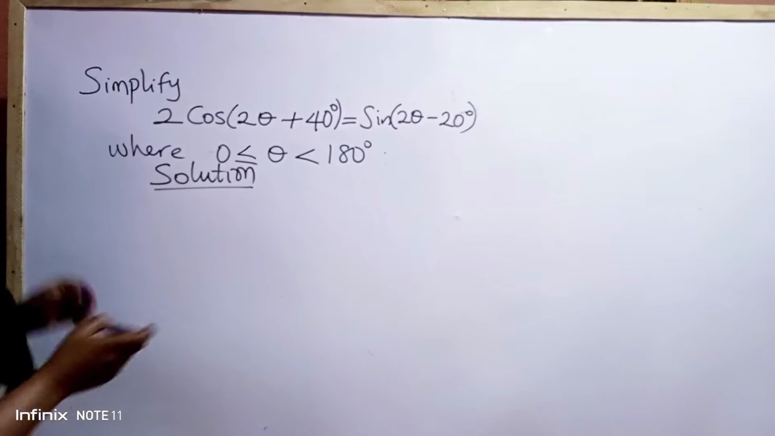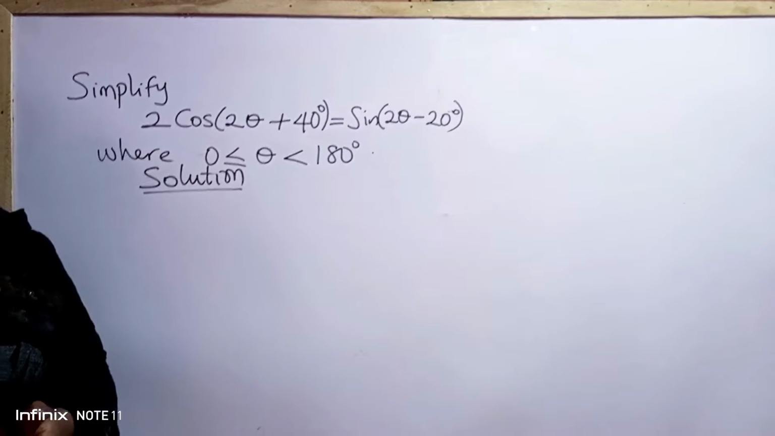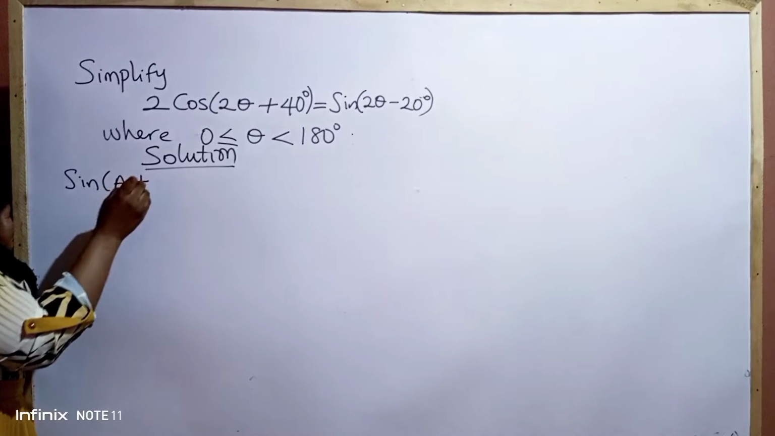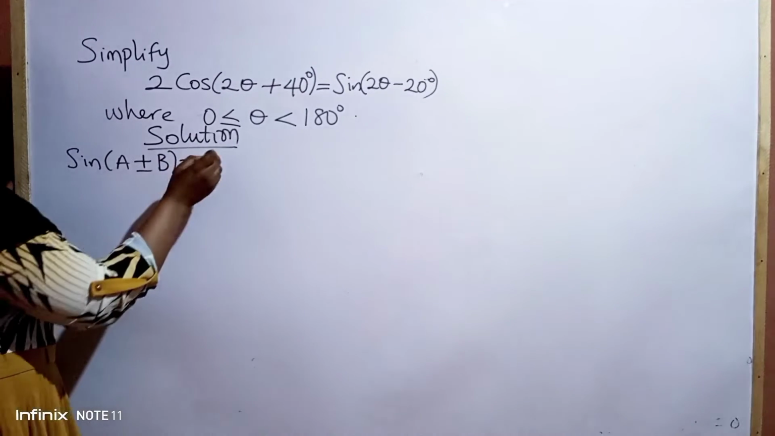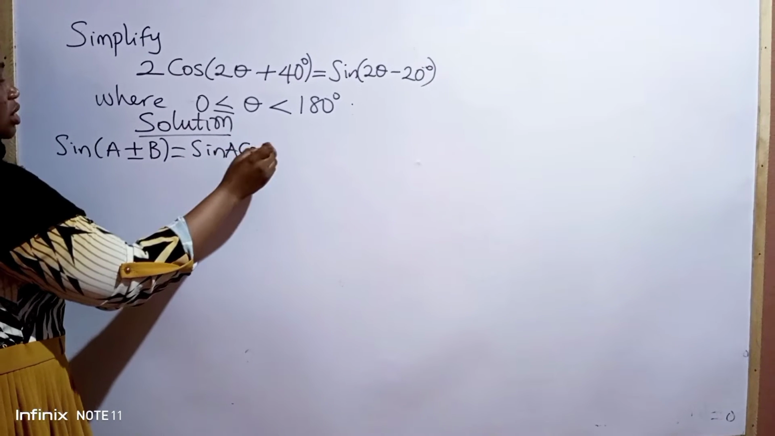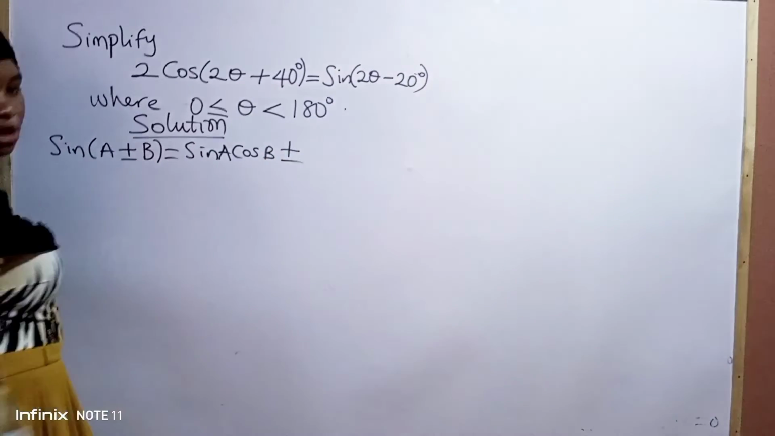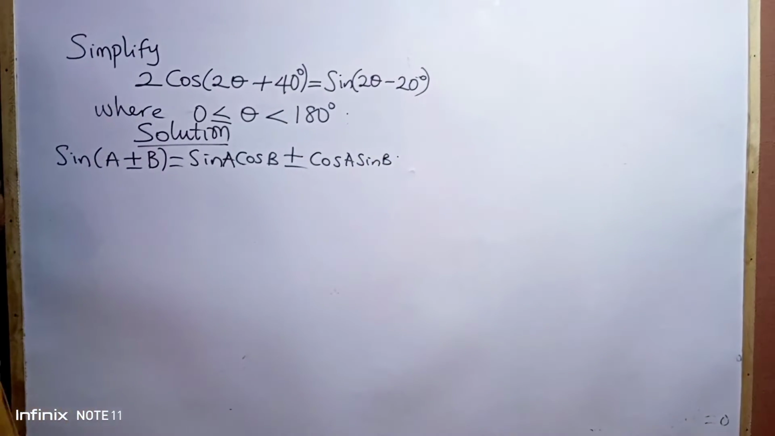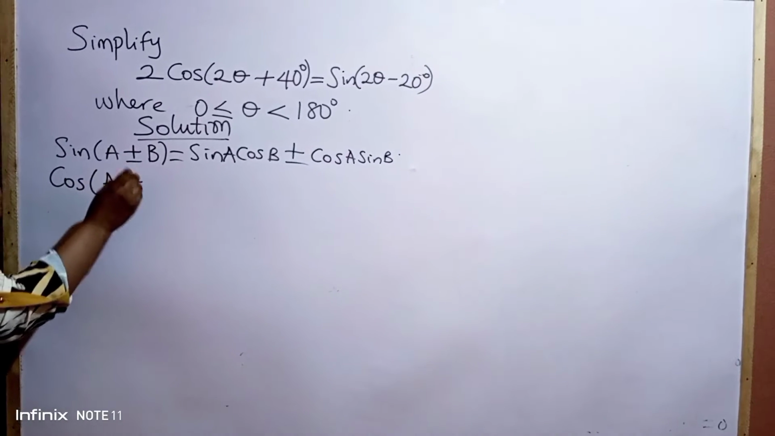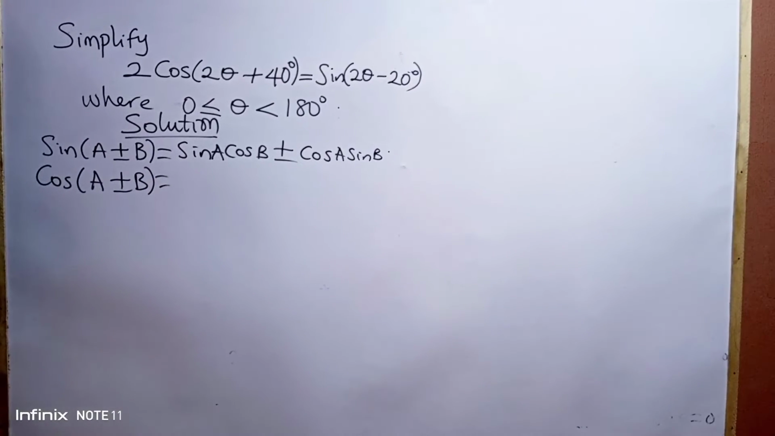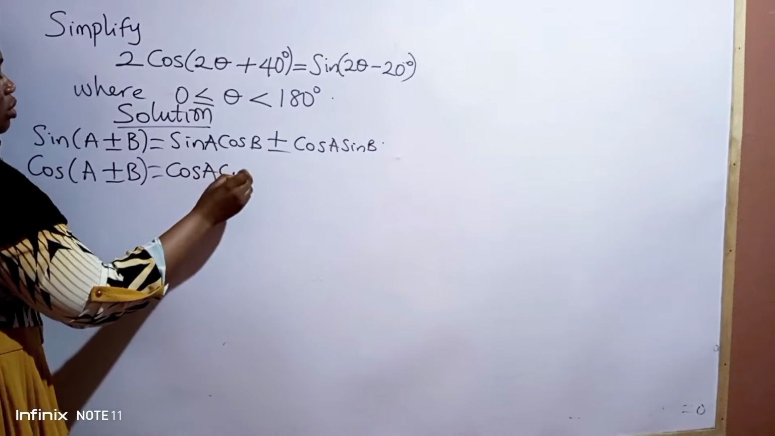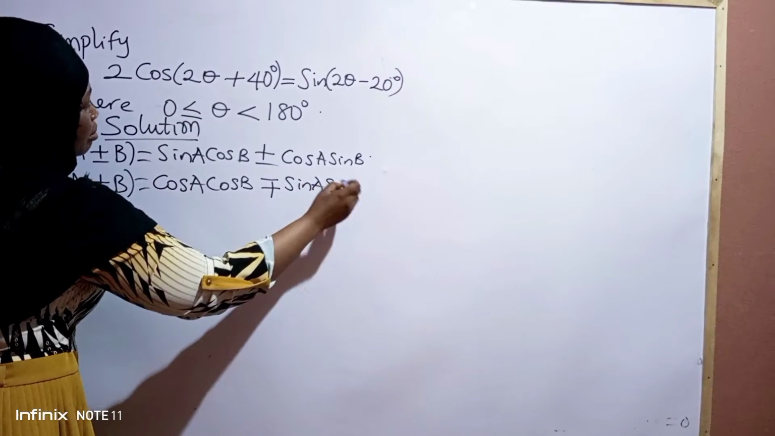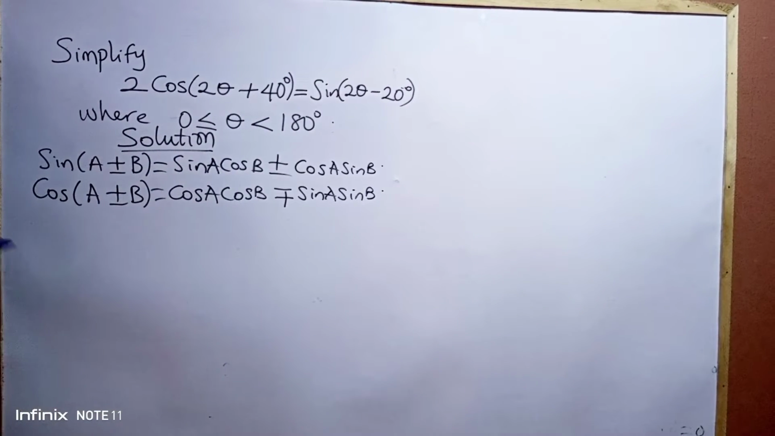Now, if you look at this very well, you can see that we can still use the addition formula of trigonometry identities. I told you earlier that if we have sine of A plus or minus B, you have sine A cos B, then plus or minus cos A sine B. So if you have cos of A plus or minus B, how do you simplify that? You have cos A cos B, then minus or plus sine A sine B. If you don't know this, make sure you understand it at this level.